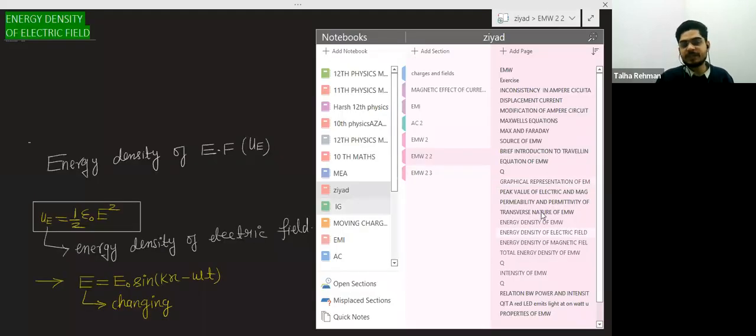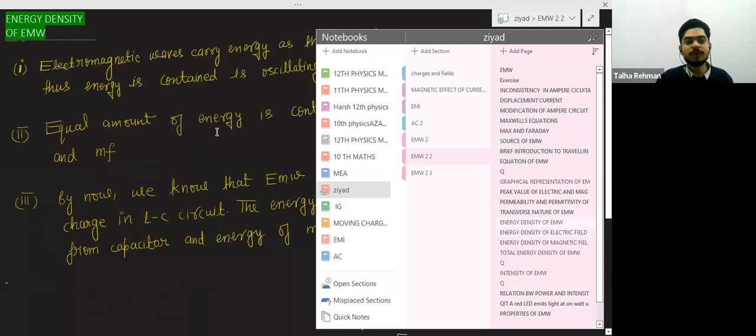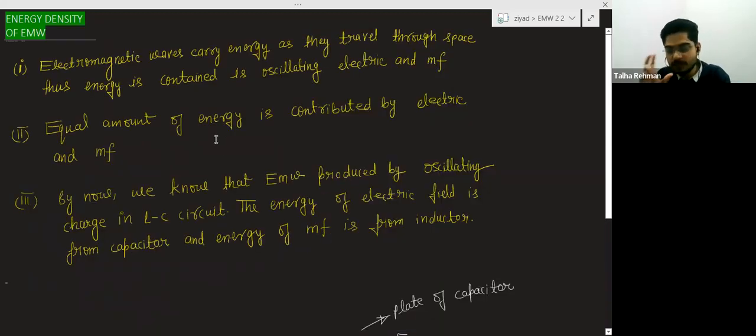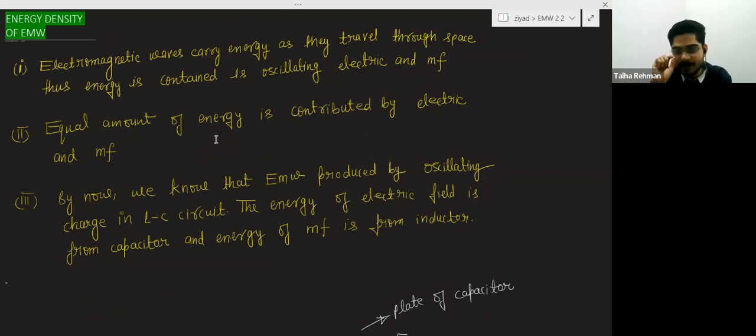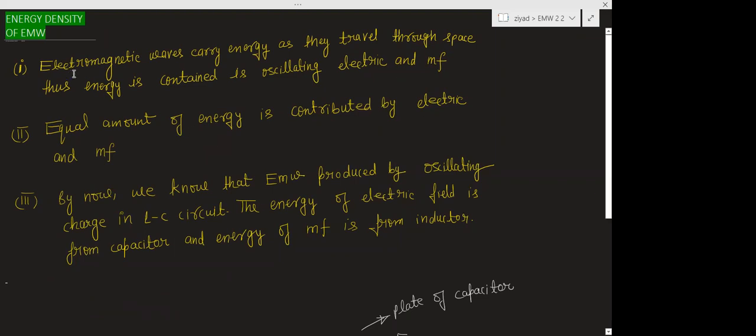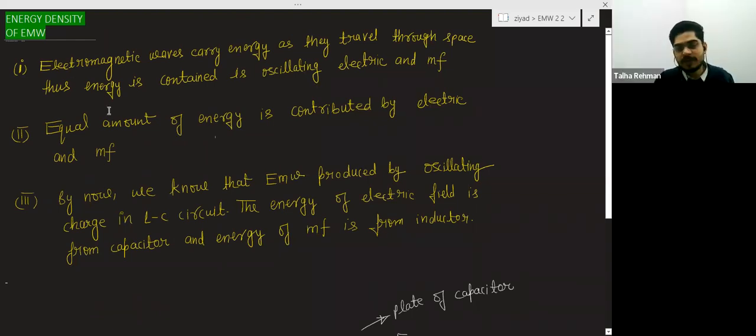So, energy density of an electromagnetic wave. Basically, in an electromagnetic wave there is an electric field and a magnetic field, and they are oscillating. What is the meaning of oscillating? The electric field and the magnetic field are changing in magnitude as well as direction with respect to time. Okay, so here is the energy density of the electromagnetic wave, and three points are there.